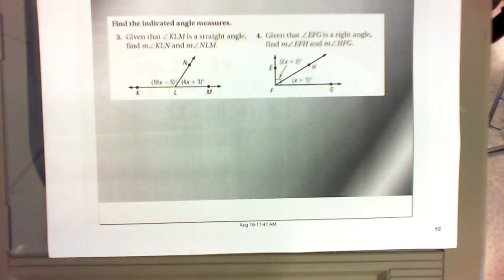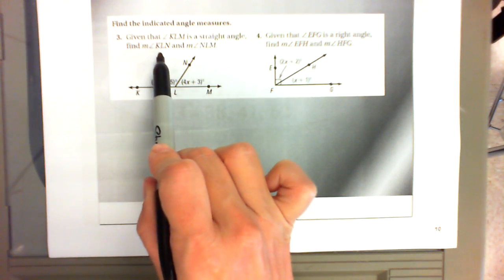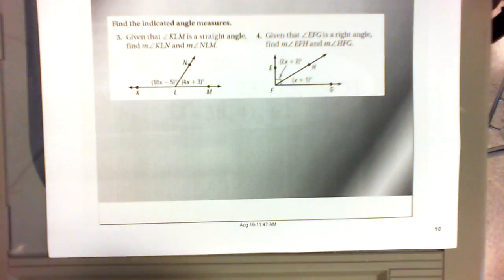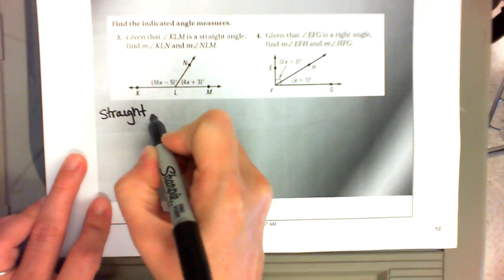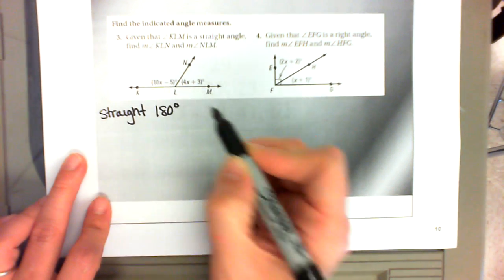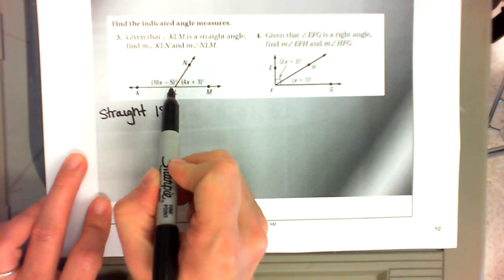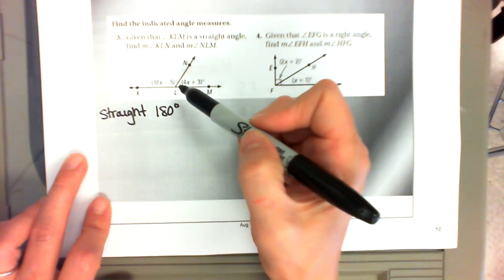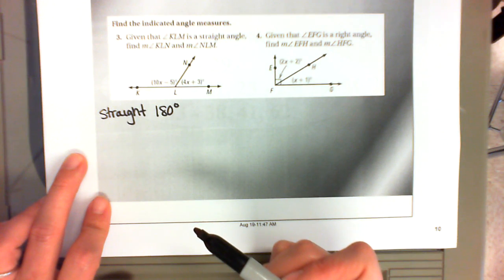Here's some more practice. Given that angle KLM is a straight angle, what does straight angle mean again? 180 degrees. Find the measure of angle KLN and the measure of angle NLM. Because it's a straight angle, it means it's 180 degrees. That's a little hint. And now these two angles, KLN and NLM, are adjacent because they share a common ray. So we could use the angle addition postulate to solve this problem.